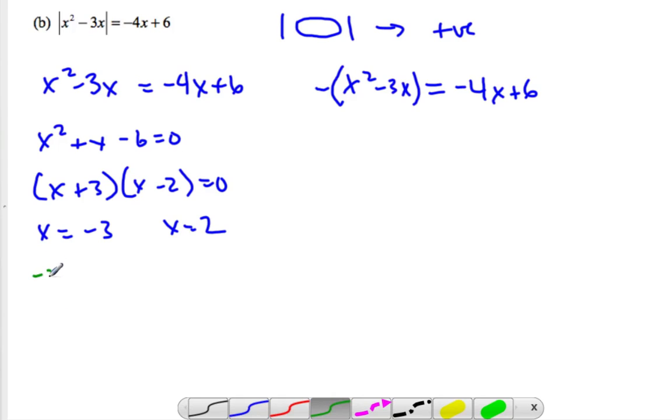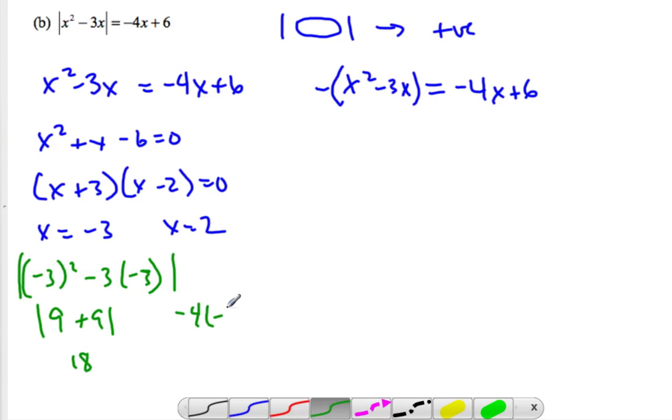And so I get negative 3 squared minus 3 times minus 3. Absolute value makes 9 plus 9, which is 18. If I plug in my minus 3 into the other side, I get minus 4 times minus 3 plus 6, which is 12 plus 6, which is 18. This is one of my answers.